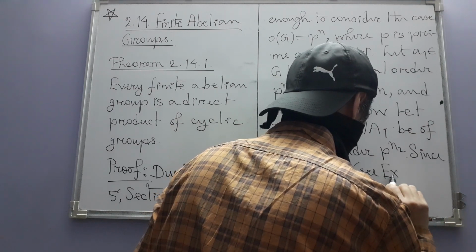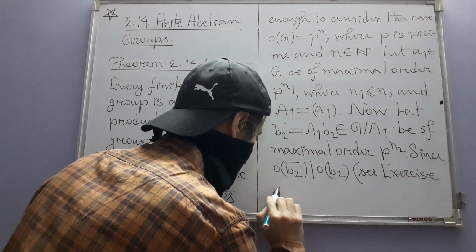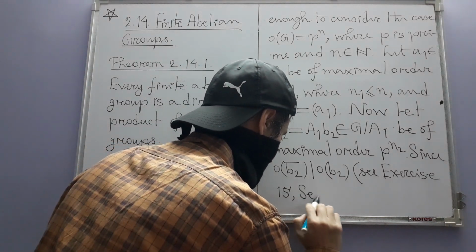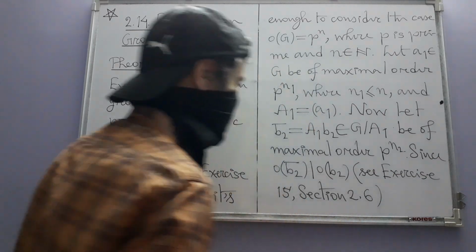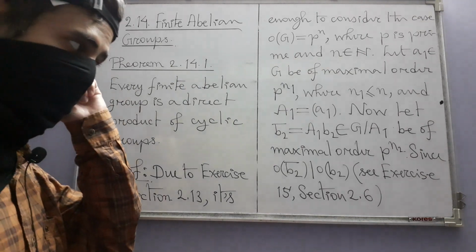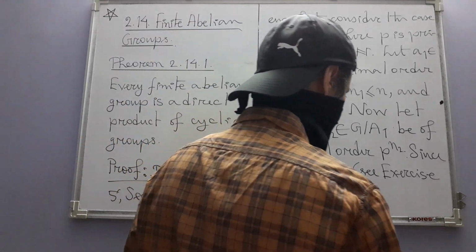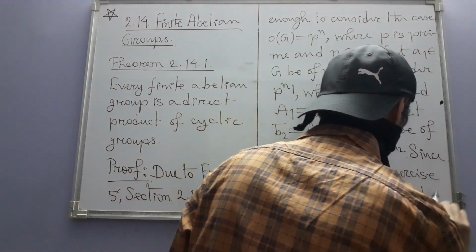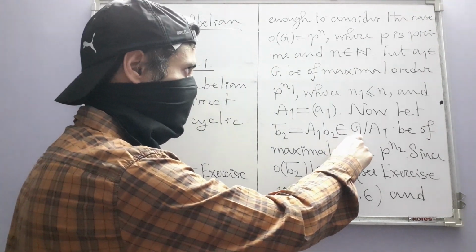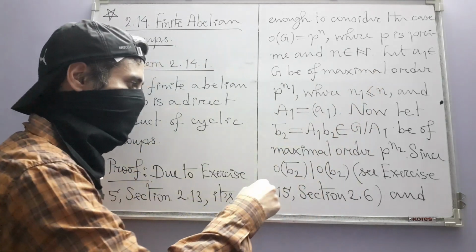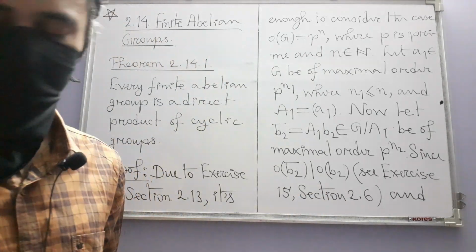See exercise 15 of section 6.6, I think it's that section which treats homomorphisms. Okay, because of this, and note that b2 is an element of G and a1 is an element of G having maximum possible order. So the order of b2 will be less than or equal to the order of a1.